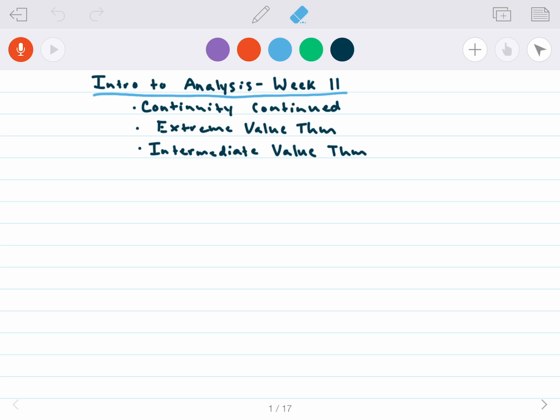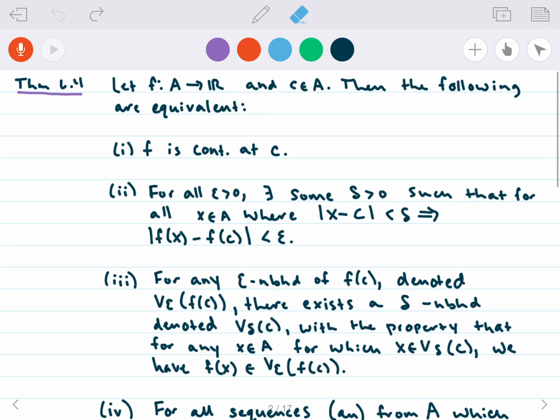This week we are going to continue talking about continuous functions. We're going to look at the extreme value theorem and the intermediate value theorem. We're going to prove some of these results, and we're going to do some applications as well. So without further ado, let's look at Theorem 6.4.